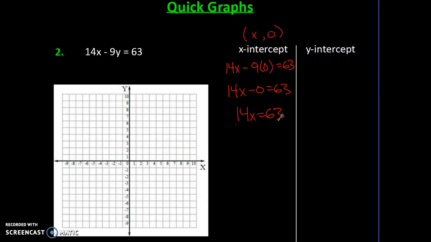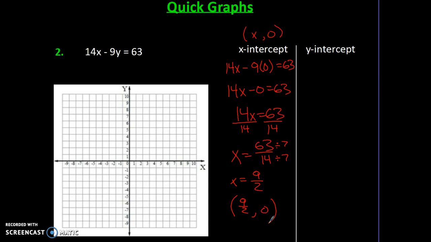Now I solve for x. Both sides divide by 14. I get x equals this fraction, 63 over 14. That can be reduced then. If I divide by 7, I get 9 over 2. Now, I know my coordinate. I need to write this in coordinate form. It would be 9 over 2 and 0.